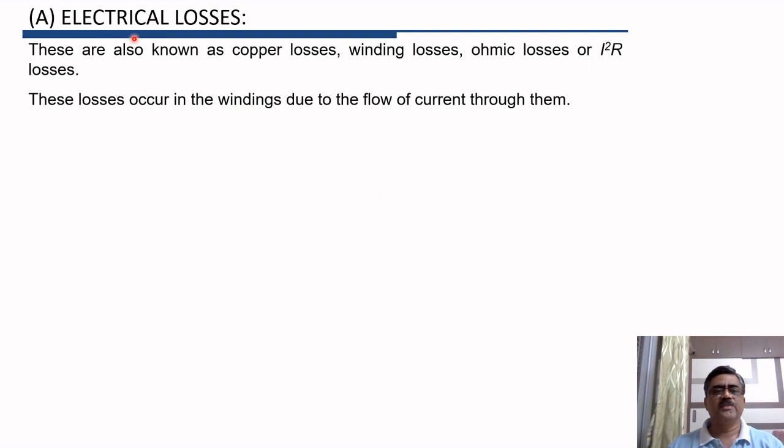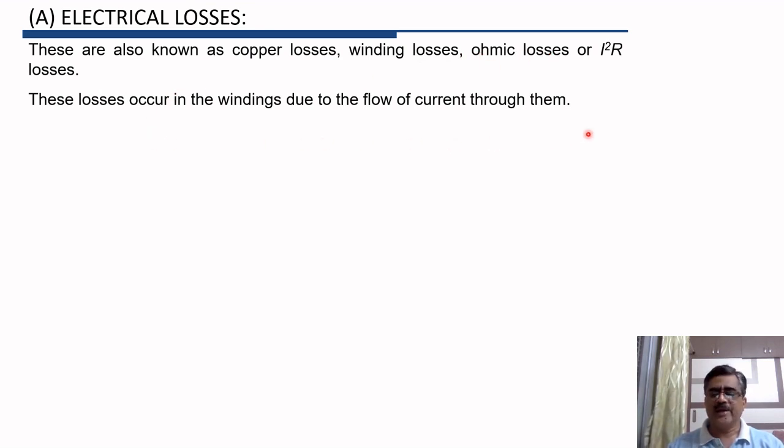The first type of losses in a DC machine is electrical losses. These losses occur in the windings, that is armature winding and field winding, because of the flow of current through them. Now, when a current of I ampere flows through a winding of resistance R ohm, then the amount of power wasted in the form of heat is I square into R, and that's why these losses are also called I square R losses. As it takes place in the winding, which is normally made up of copper, these losses are also known as copper losses, winding losses, or ohmic losses.